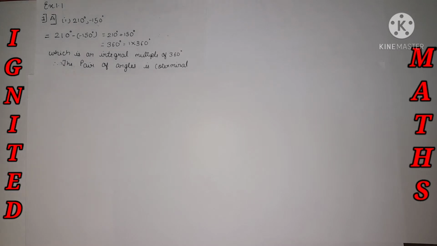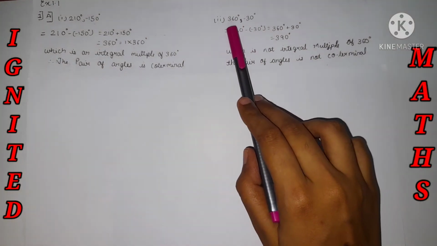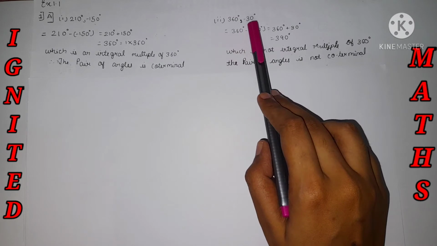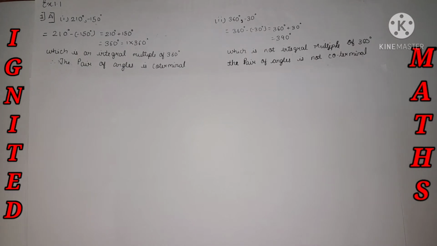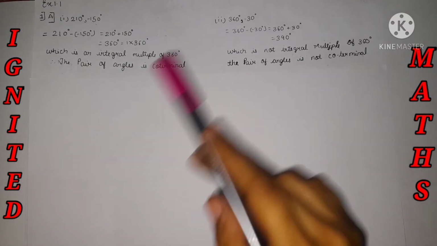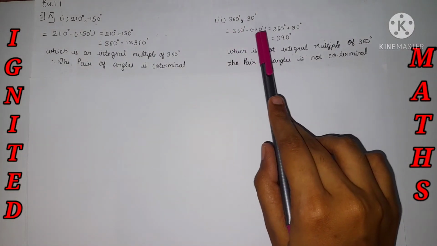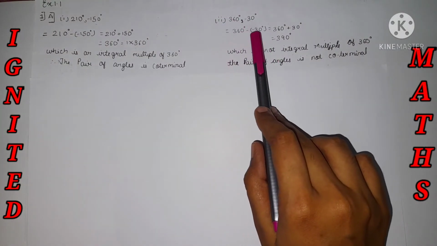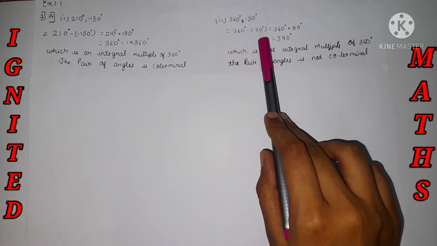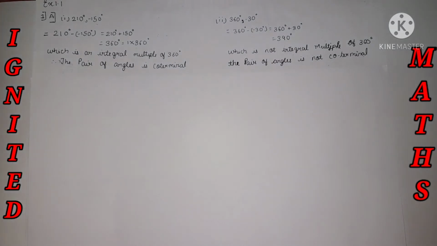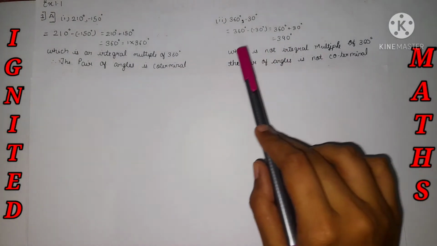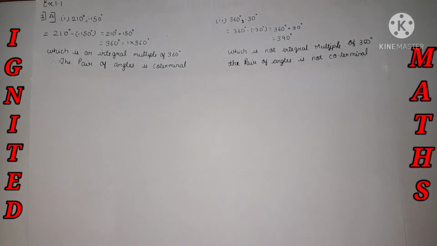Now we are going to do one more example. They have given two angles, that is, 360 degree and minus 30 degree. What is the property for it? If the difference is an integral multiple of 360 degree, then it is called a coterminal angle. What is the procedure? We subtract the second angle from the first angle. If we subtract it, we get 390 degree. Is it an integral multiple of 360 degree? No. Then the pair of angles are not coterminal.